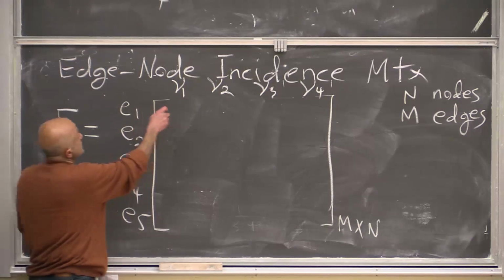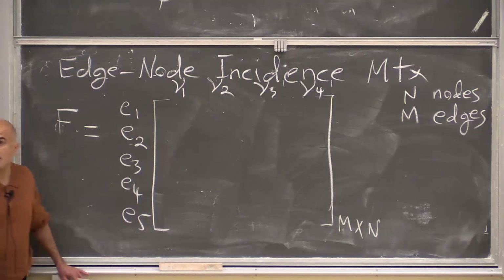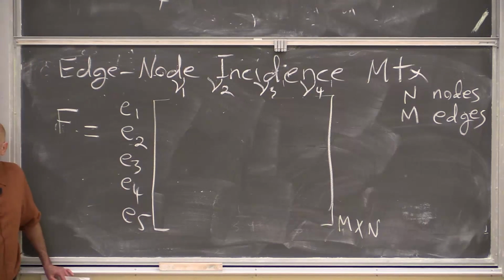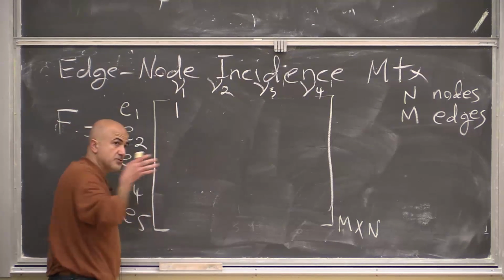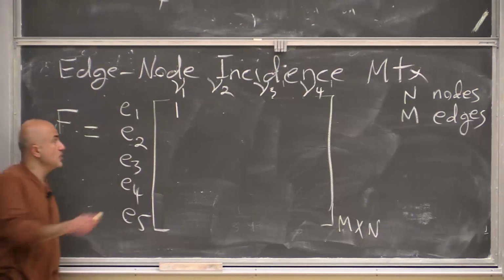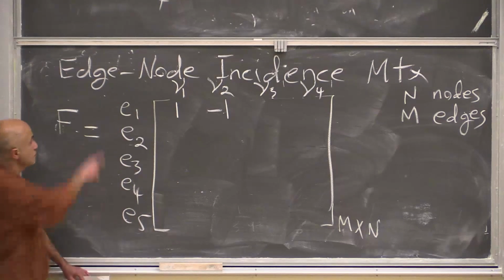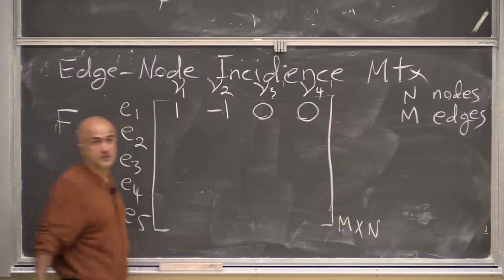I'm going to put a 1, so I look at which nodes edge 1 is incident on. Incident means its endpoints are the nodes on which it is incident. So edge 1 is incident on nodes 1 and 2. Node 1 is where the arrow is going out of. Node 2 is where the arrow is going into. Edge 1 is not incident on node 3 and is not incident on node 4.